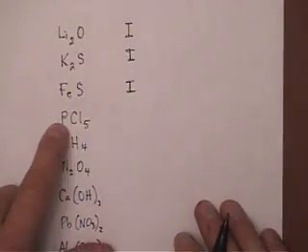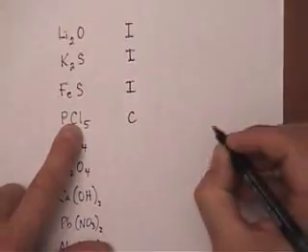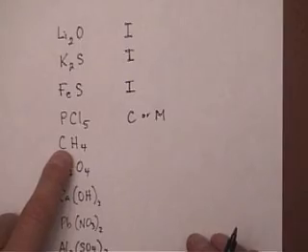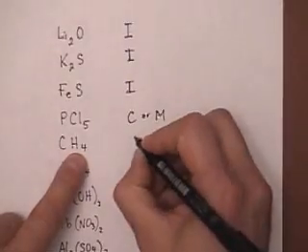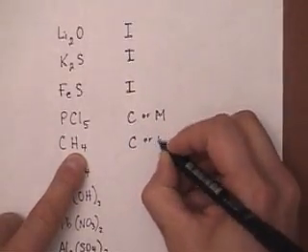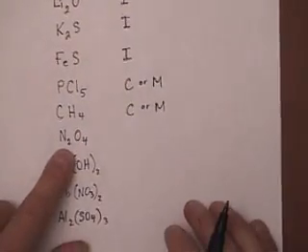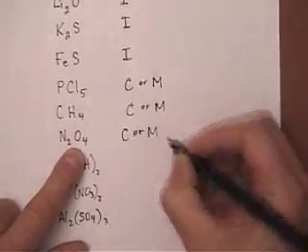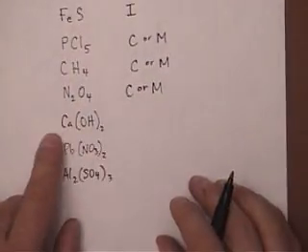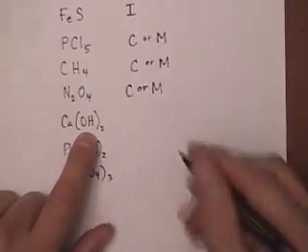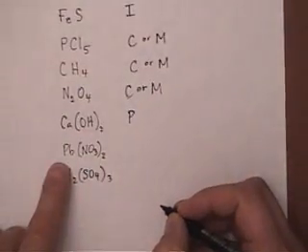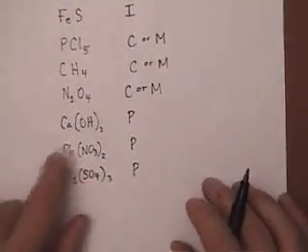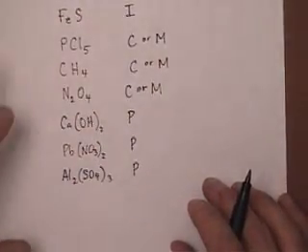Phosphorus and chlorine, nonmetal, nonmetal, so that's covalent, or you could have called it molecular. Carbon and hydrogen, well, that's nonmetal, nonmetal, covalent or molecular. N2O4, nonmetal, nonmetal, so it's covalent or molecular. And calcium and a polyatomic, that's polyatomic. That's polyatomic, and that's polyatomic. So just by looking, I don't even have to identify what the left one is. I just see that those are polyatomics.